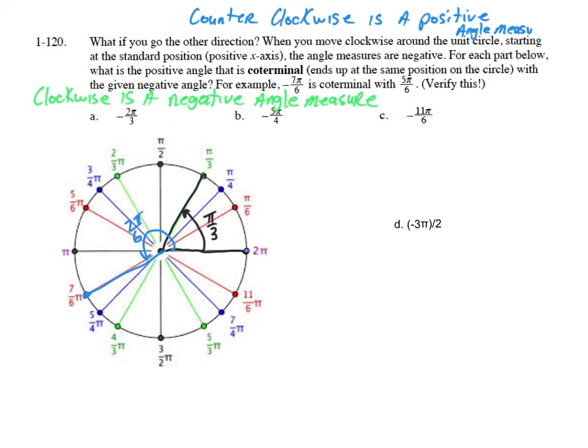So now we want to find, in parts A, B, C, and D, a positive coterminal angle. Coterminal just means that the angles end up in the same position on the unit circle.